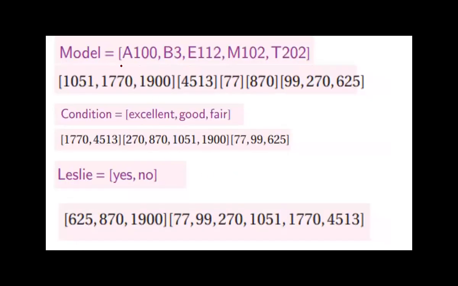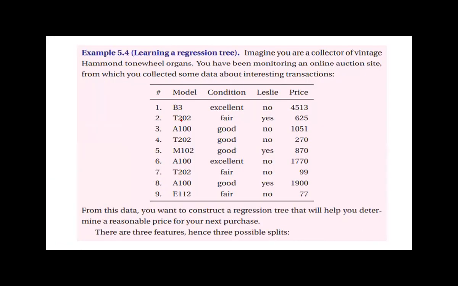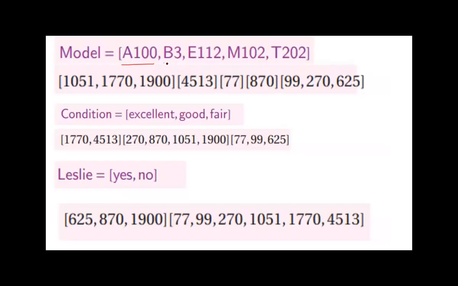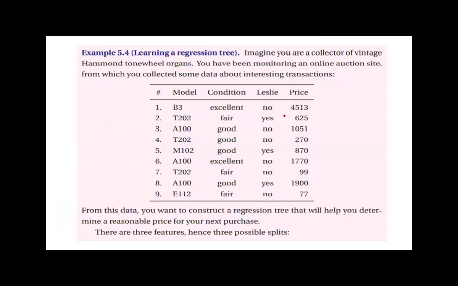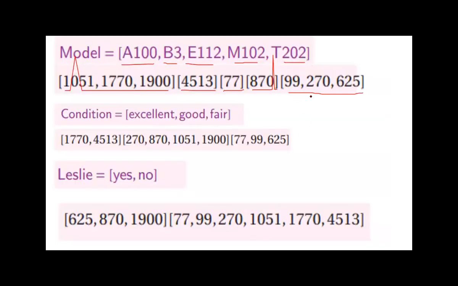Now, if you see here, there are 5 distinct models, so we have written the 5 models. A100 has 3 instances, and we have written the 3 instances. B3 has only 1 instance, E12 has only 1 instance, and M102 has only 1 instance. T202 has 3 instances. We have written the price as the target variable, and we have written that price here.